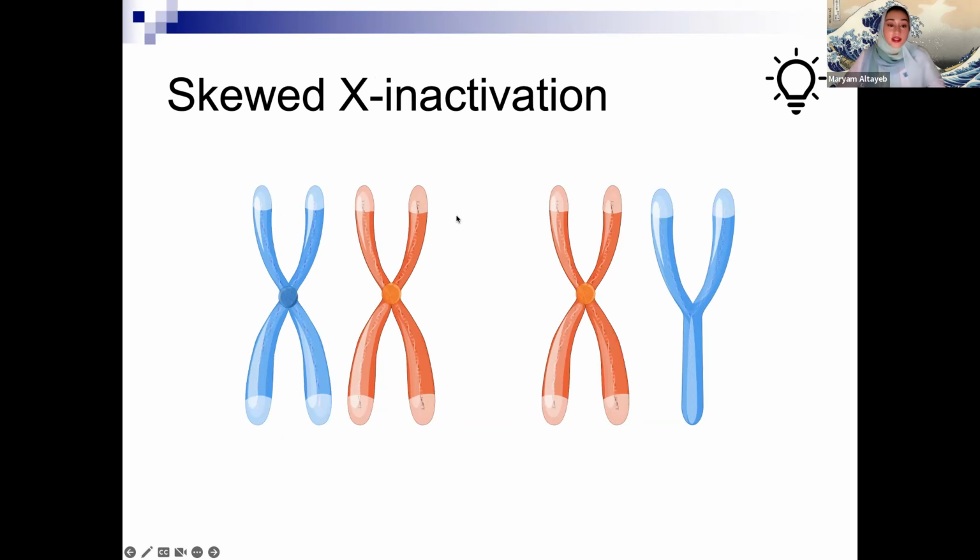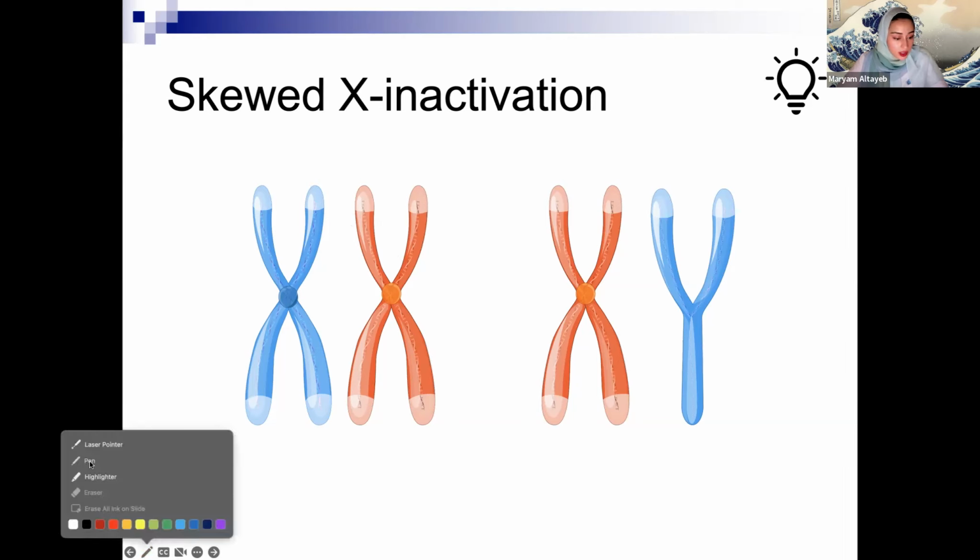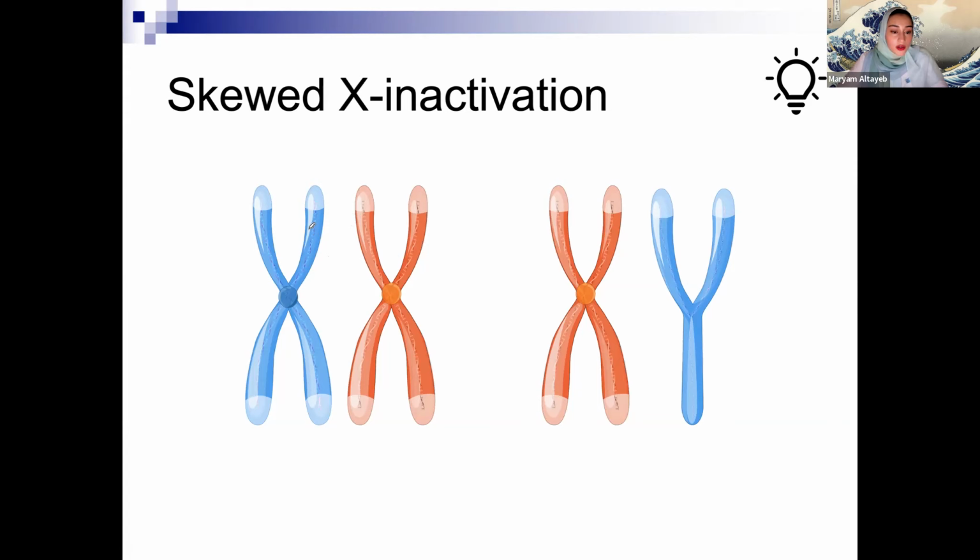But in females, it's a bit different. When they're carriers, you have this concept called X-inactivation. So some genes on the X chromosome become stronger in one chromosome than another. So for example, let's put a pen. Let's say we're talking about the gene here, and here it's mutated on the orange chromosome.